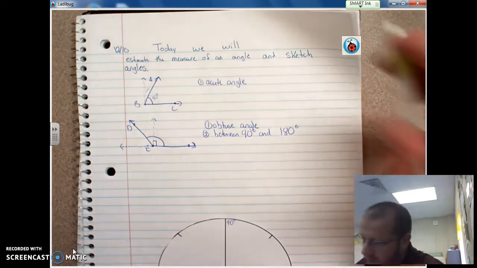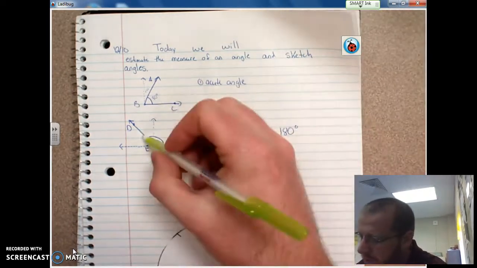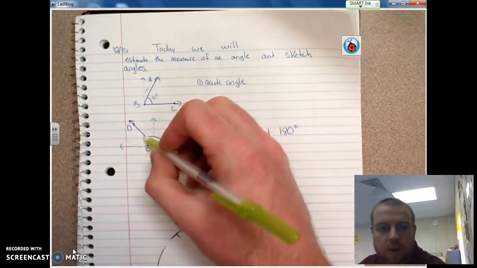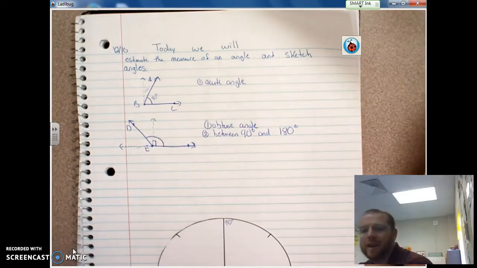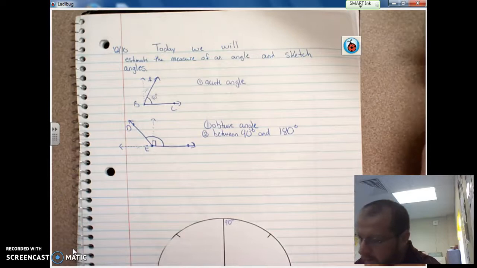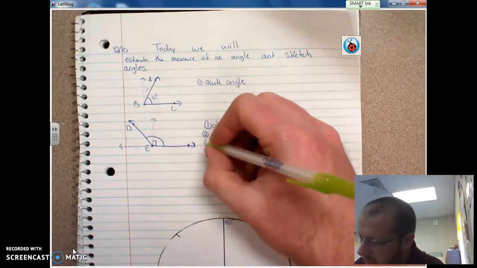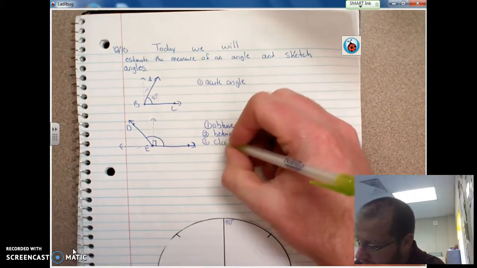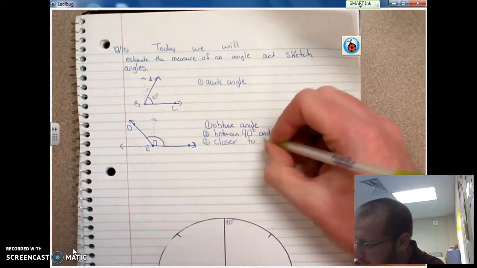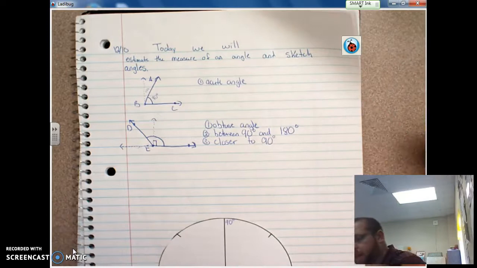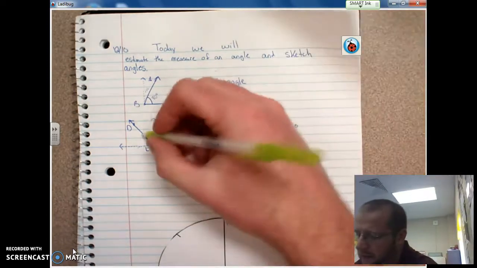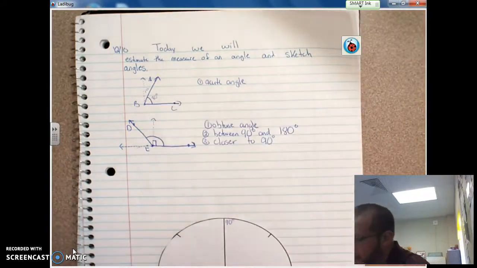So if I look at this line, I want to see, is it closer to 90 degrees or is it closer to 180 degrees? And it looks to me that it's a little bit closer to 90 degrees. So I'm going to say it's closer to 90 degrees. Is it extremely close to 90 degrees? No. But it's closer to 90 than it is to 180.